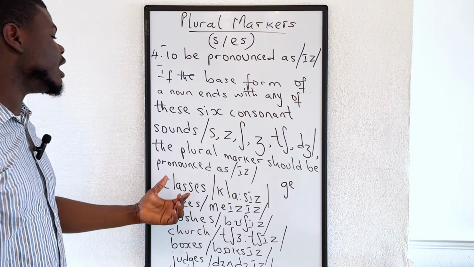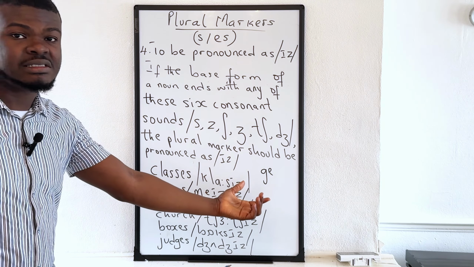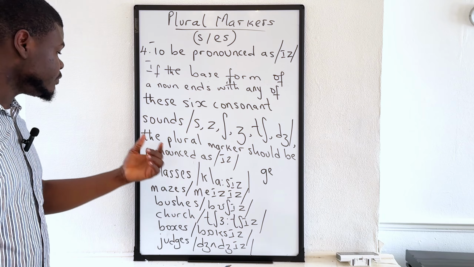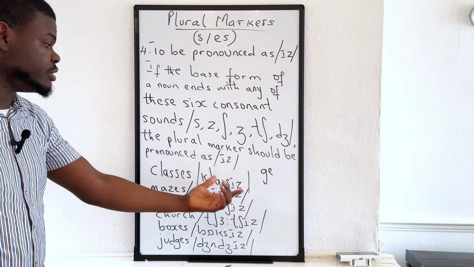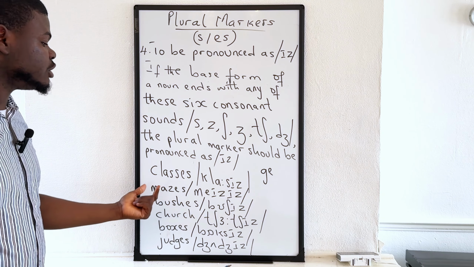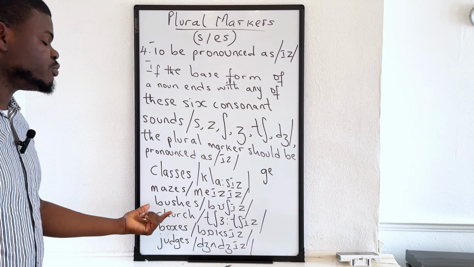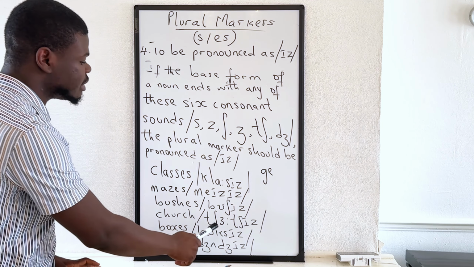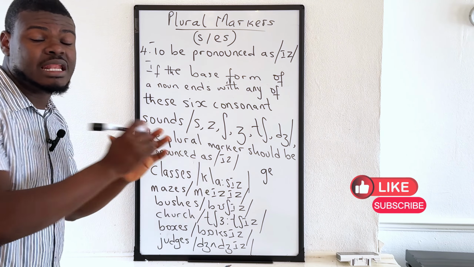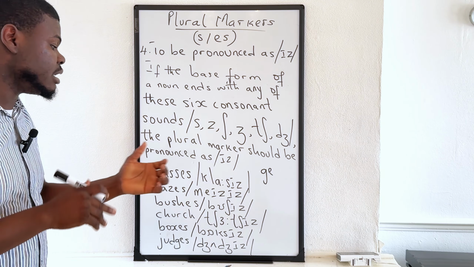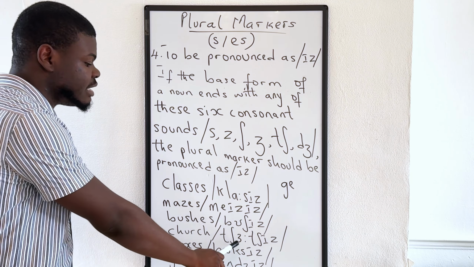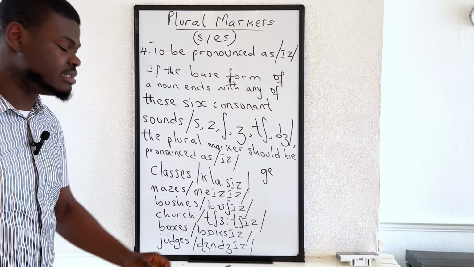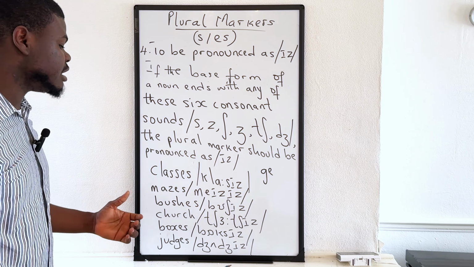So what that means is class is pronounced as classes. Maze is pronounced as mazes. Bush is pronounced as bushes. Church is pronounced as churches. Box is pronounced as boxes. Now, take note of the word box. The letter X there gives us the k sound. The letter X alone realizes 2 different sounds, k and s together. That means the last sound there is s, which is one of the sounds we've mentioned here. So boxes. And the word judge is pronounced as judges.